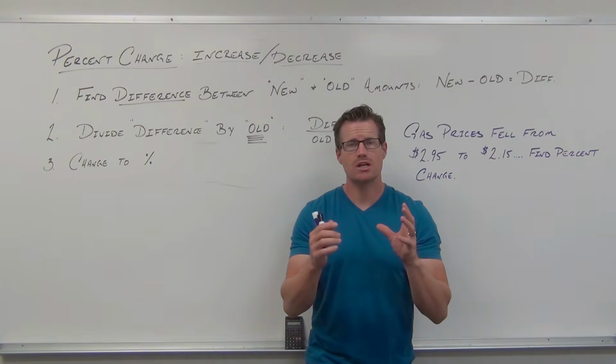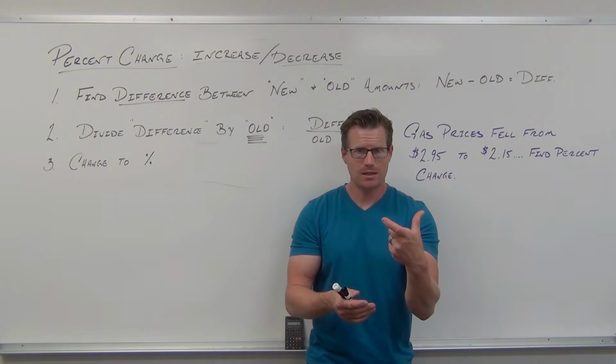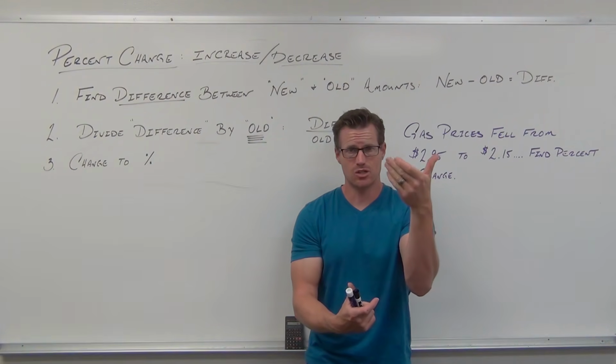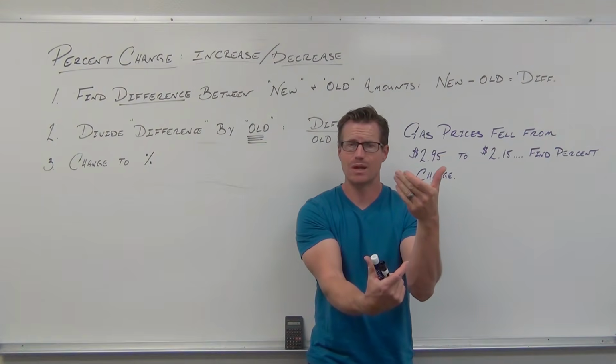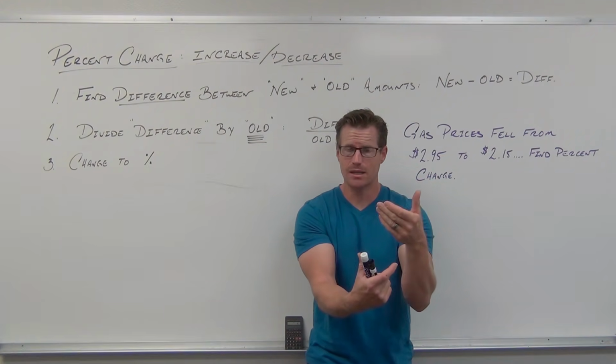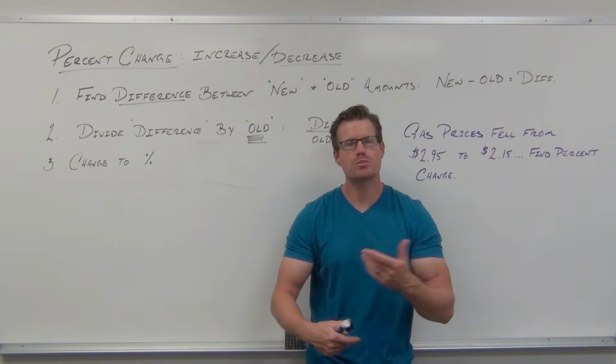So percent change does only two things. It's really, really straightforward. Subtract and divide. That's it. Subtracting gives us the actual difference. Dividing relates that difference to where you started. When dividing, you're going to get a decimal. And that decimal we can easily change to a percent. So that's what percent change does.